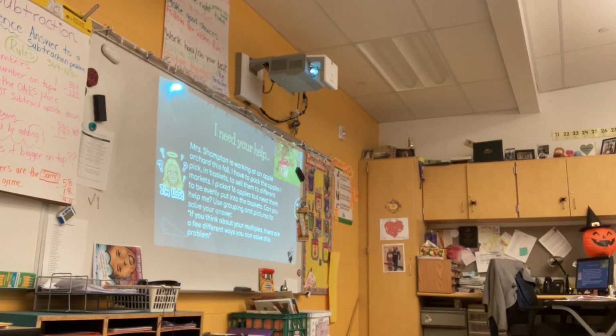Use grouping to solve your answer. You're going to work with either your table group or a partner, whichever one you want to do. Listen. There is more than one way to solve this. So if you finish early and some people are still working with their group, find another way. You can use your whiteboard. Once you get it, you can start.